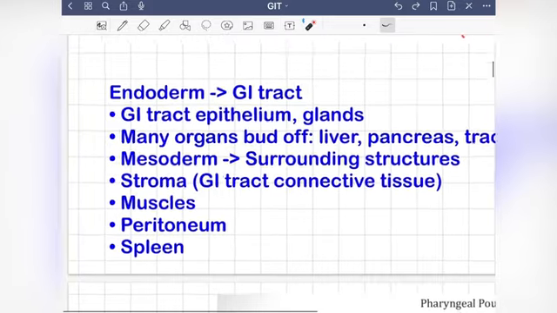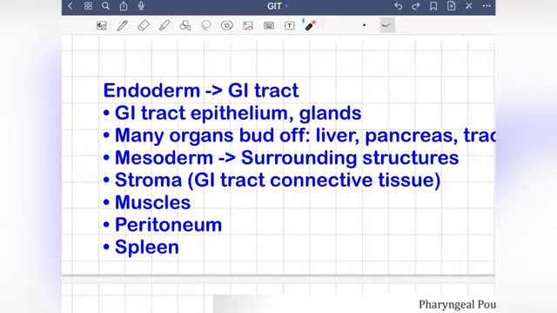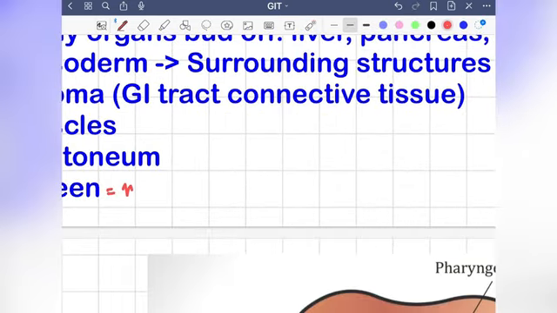The mesoderm forms the surrounding structures like the stroma of the GI tract, connective tissues, muscles, peritoneum, and spleen. Spleen is a special organ in the abdomen because it comes from mesoderm. We'll talk about it later in this module.